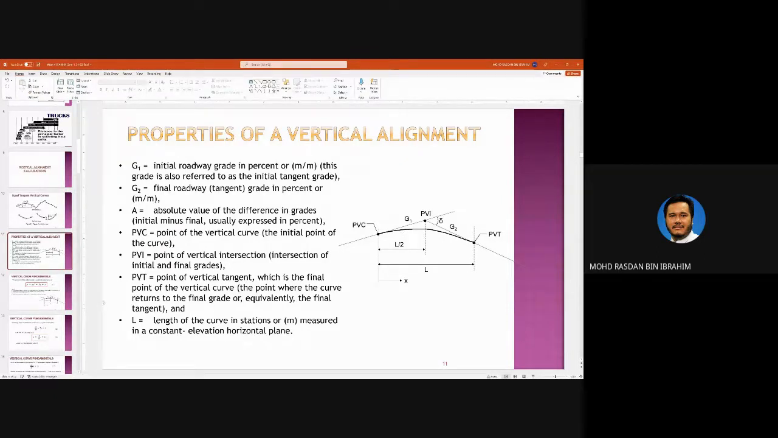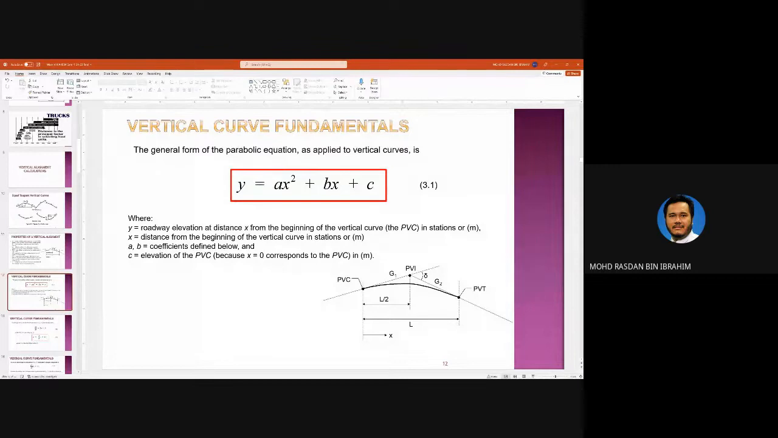Okay, so this is the parabolic equation that we're going to use. This is why we use it when there is a change of sign between positive and negative, because we are using the properties of a parabola. Okay, so y is the elevation at distance x. So this is the distance x. Y is the elevation of the beginning vertical curve in station. This point. Okay, going to the right. X is the distance from the beginning of the curve, as I've mentioned just now.